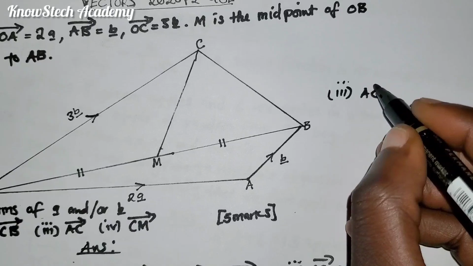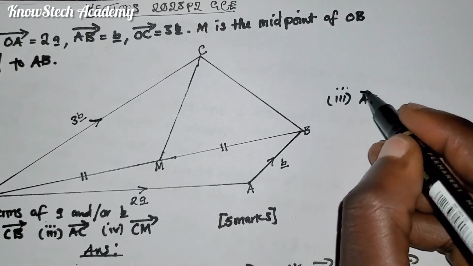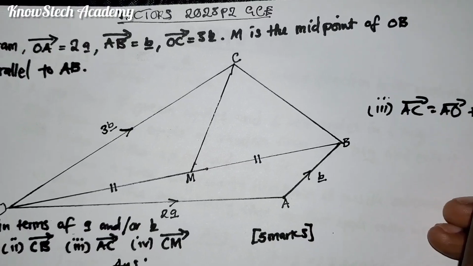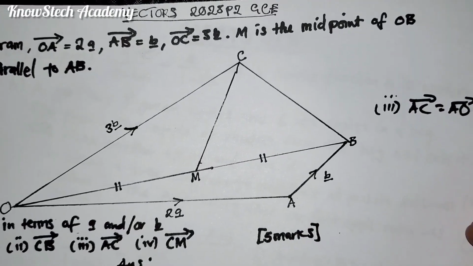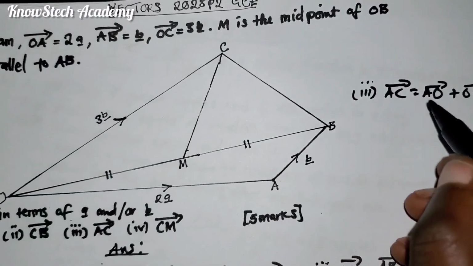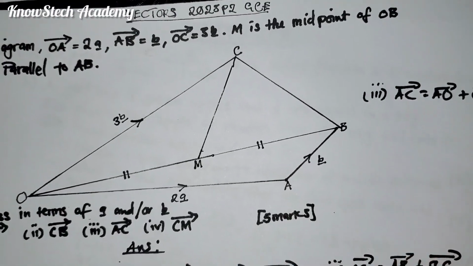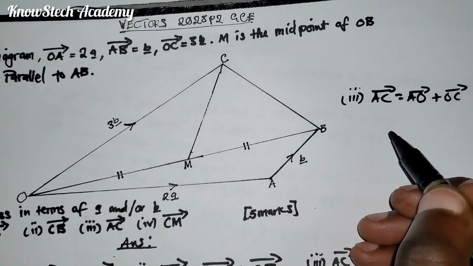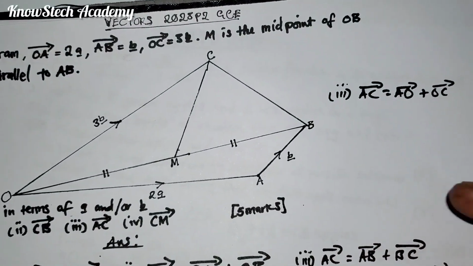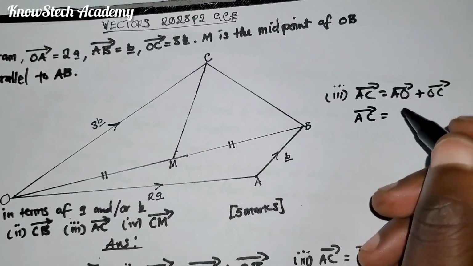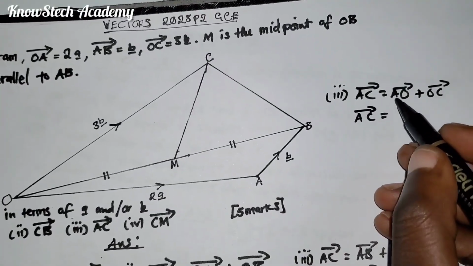AC, we can move AO plus OC. Alright, AO plus OC. In fact, this is the easiest one. It's a shortcut because you don't have to do much of the calculations. I recommend using this one.